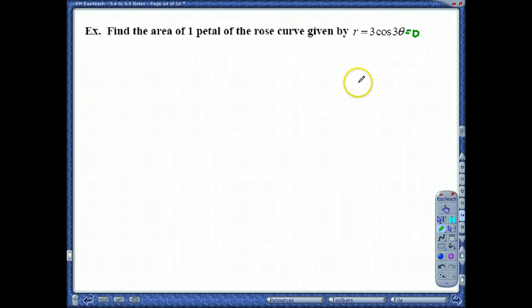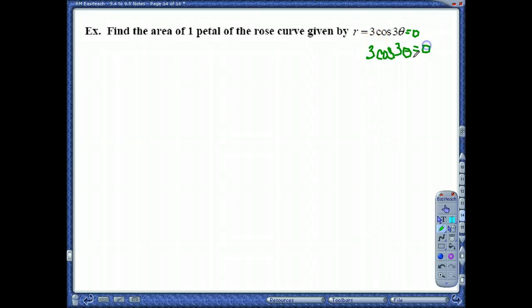Because when you're making a petal, you're at 0, and then you're coming back to 0. So general rule, if you're having trouble figuring out where they are, just set it equal to 0 and see if that helps. If not, try some special angles and see if you can figure it out. If they let you use your calculator, you're not going to have any problems.